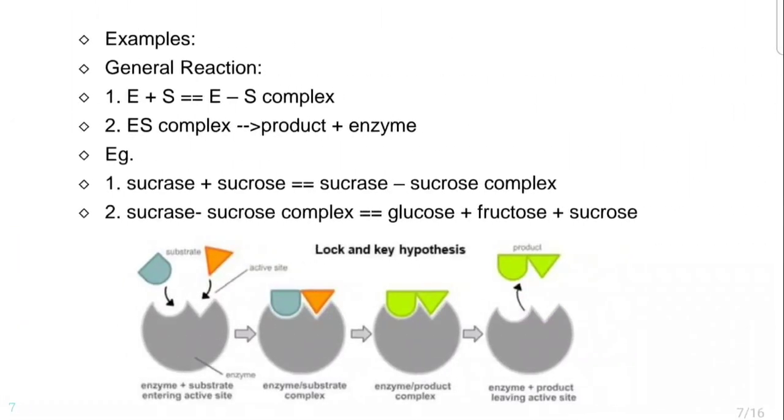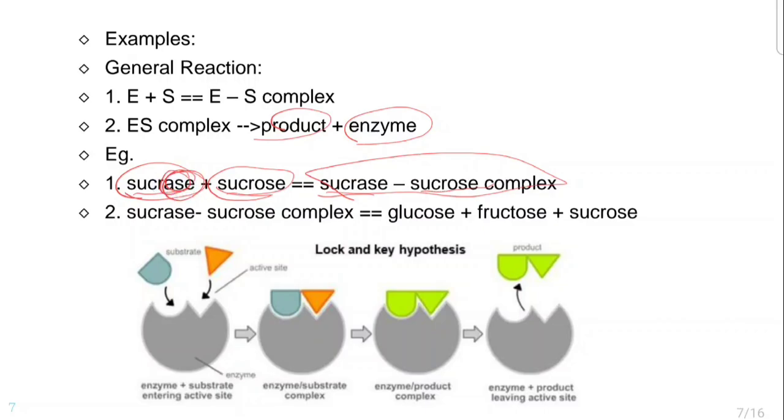An example is E plus S is equivalent to the ES complex, and your ES complex will produce product plus enzyme. So for example, sucrase plus sucrose will produce the sucrase-sucrose complex. That's your enzyme substrate complex. This is your substrate and this is your enzyme, because it has an active site. Remember that our enzymes have active sites. So your sucrase-sucrose complex will produce glucose and fructose plus sucrase.